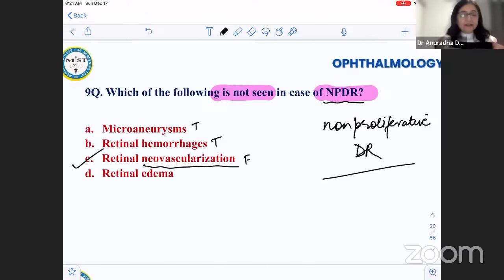Retinal edema in the form of diabetic macular edema can be seen in NPDR or PDR. And very right, Dr. Chaudhary, microaneurysms are the earliest and hallmark sign of diabetic retinopathy. Not really necessary for this exam, because questions are now coming more based upon the clinical things rather than in which layer this is found.